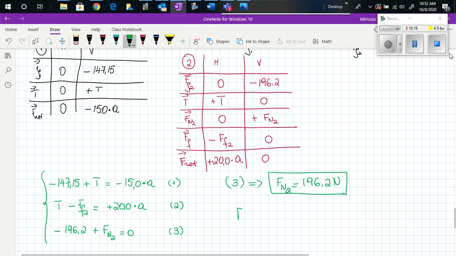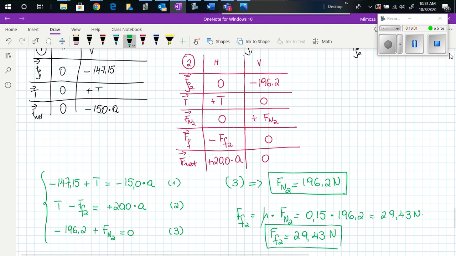Knowing that the force of friction is equal to the coefficient of friction times the force normal, we will have the coefficient of friction, I think it was 0.15, times the force normal, that is 196.2. So in your calculator, 0.15 times 196.2 will be 29.43 newtons. So then the force of friction is 29.43 newtons. Are we good?